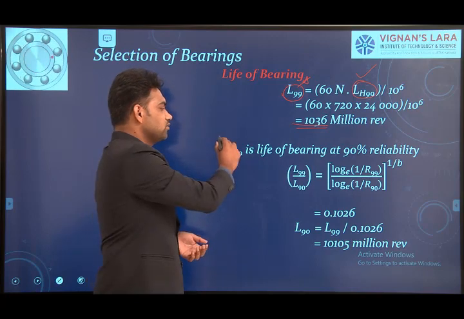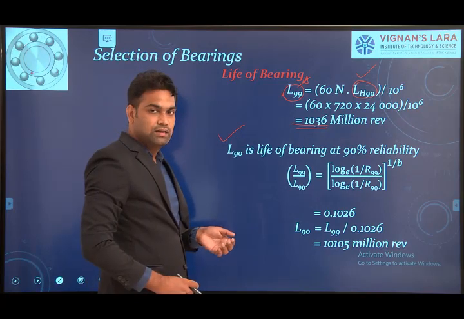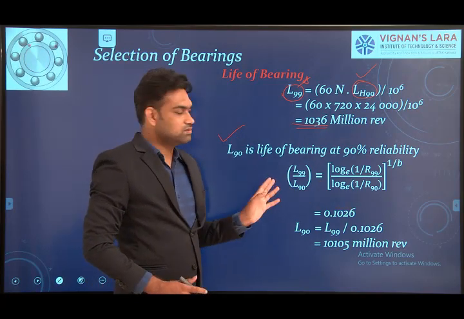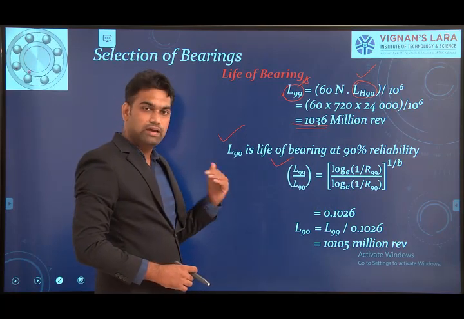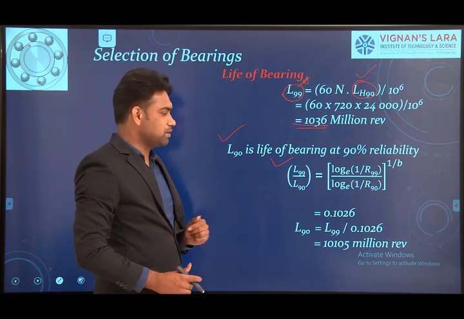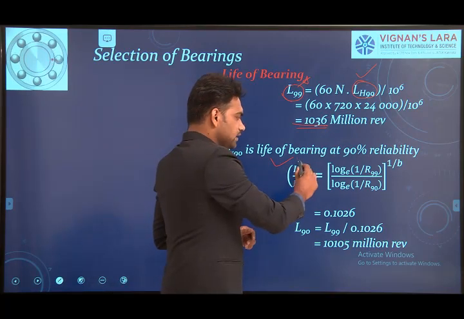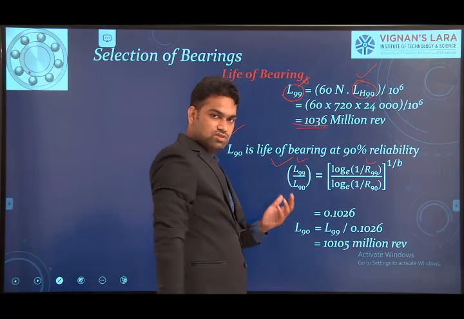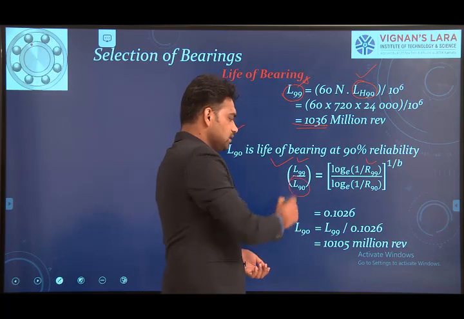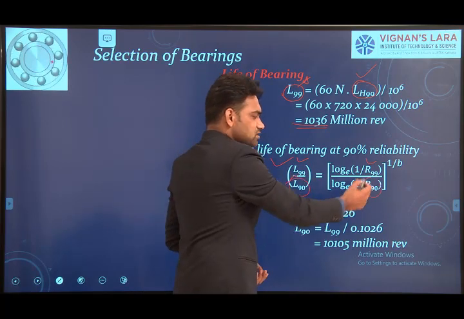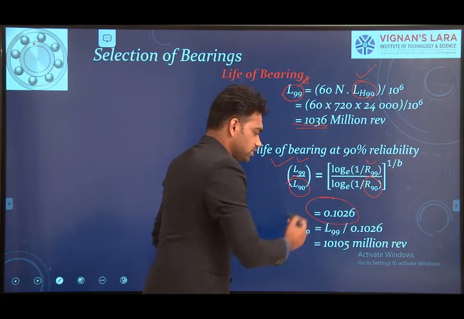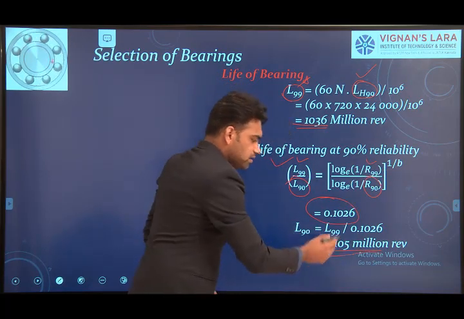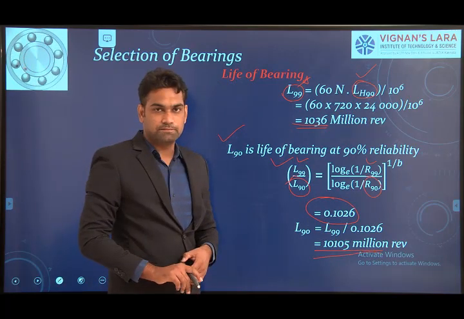As I stated, if you want to calculate the life at 90% reliability, L90, we can use this relation: L99 by L90 equals log 1 by R99 over log 1 by R90, whole power 1 by b. Using that, L99 is known, R99 means 0.99, and L90 is not known. We need to calculate with R90 meaning 0.9, and b is a constant. We can substitute it, and we get 0.106. Using that we can calculate the life at 90%, L90.